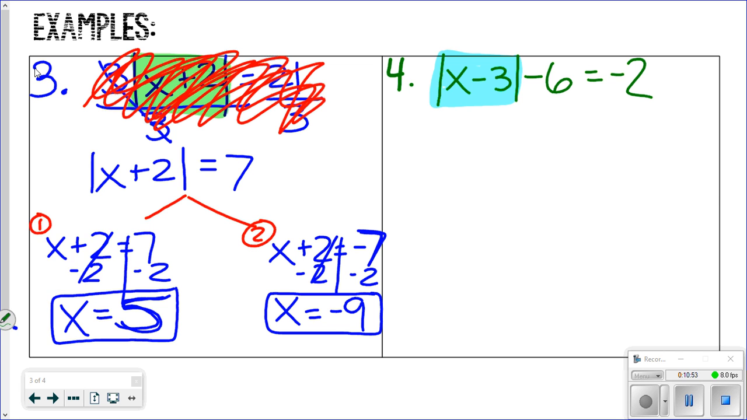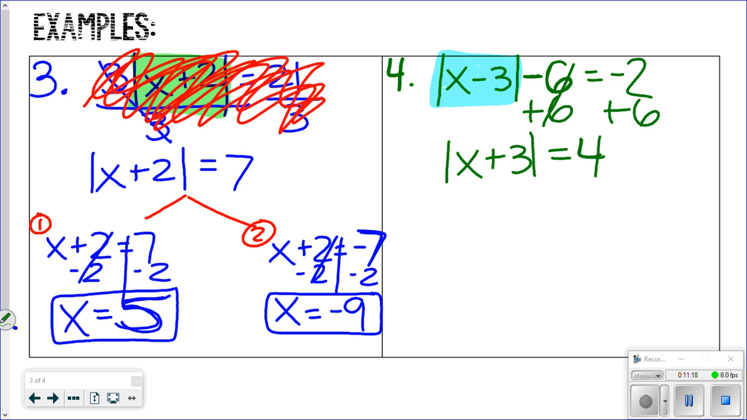So what we need to do here is get rid of this negative, or subtract 6, that's after. So what's the opposite? How do we cancel it out? We need to add 6. Add 6. So we're left with the absolute value of x minus 3 equals negative 2 plus 6, which is 4. This is a positive 4. So now we can set up our two equations.